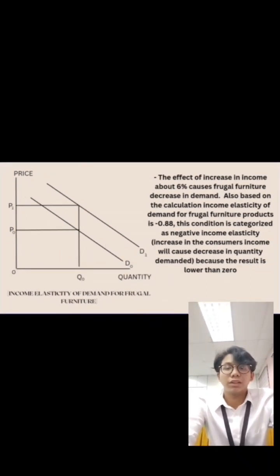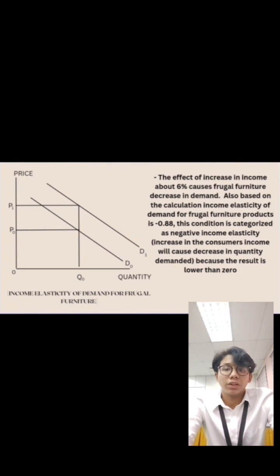As we see in the second diagram, an increase in income of about 6% causes demand for frugal furniture to stay the same. Also, based on the calculation, income elasticity of demand for frugal furniture is negative 0.88. Although this calculation is negative, the quantity demanded will stay the same, because the increase in consumer income will keep the quantity demanded the same.